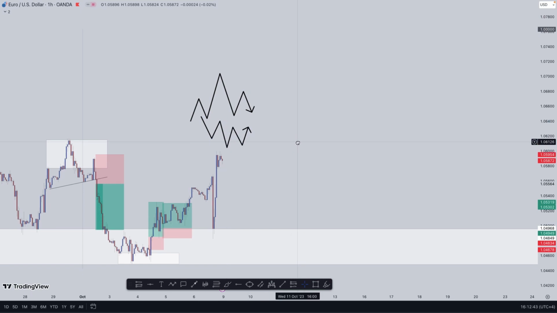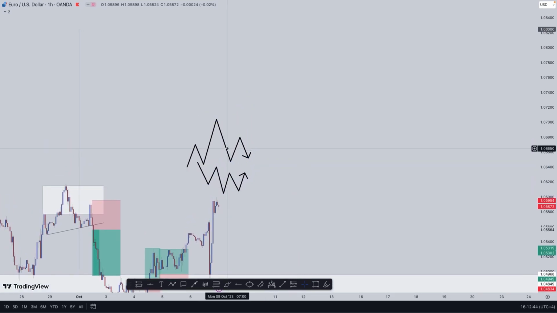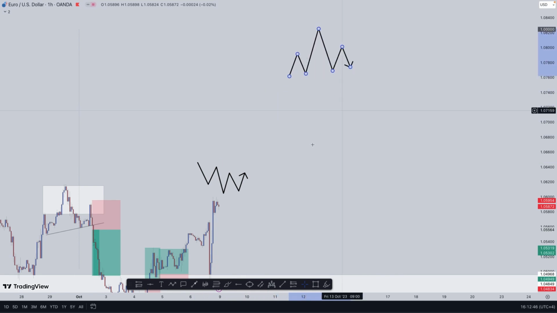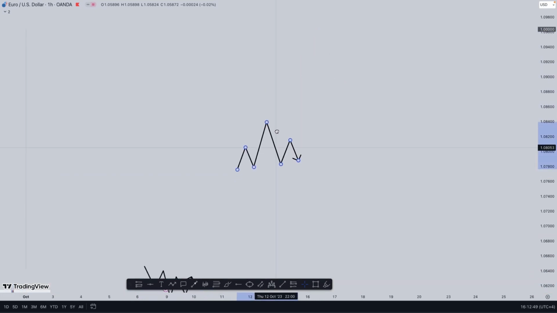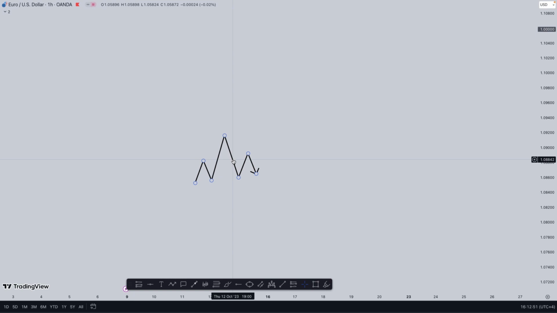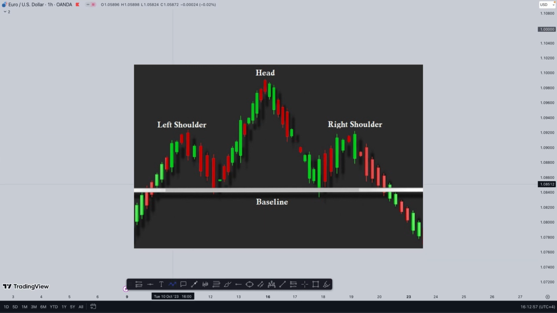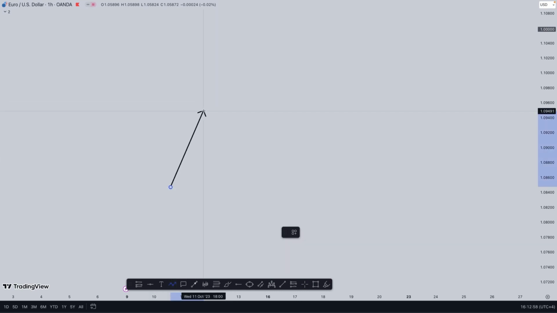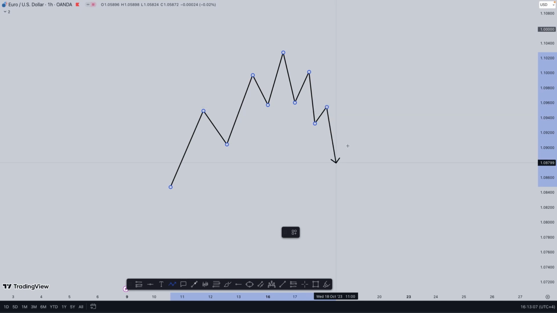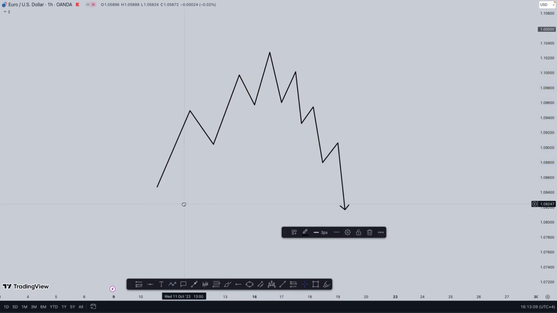So what is this pattern and what are the rules around this pattern whenever you see them? Right, what are the rules that you need to apply if you want to take these kind of setups around this pattern? This is a head and shoulder pattern, and for those of you who don't know, a head and shoulder pattern, when seen on an uptrend, indicates that price is likely to reverse to the downside.